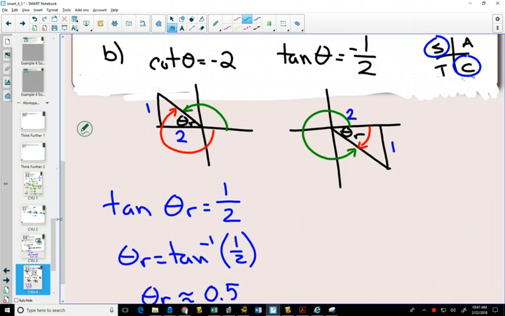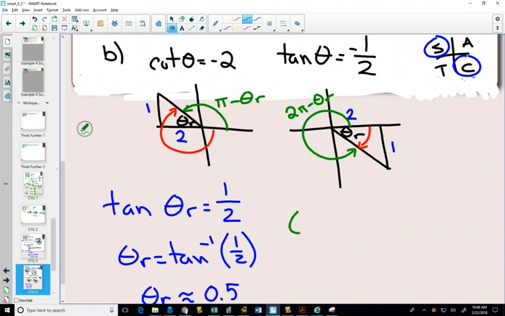So thinking about each of these arrows and what the angle would be, I'd find my first positive one by going, in degrees, 180 minus my reference angle. So now in radians, that green arrow would be pi minus my reference angle. For the second green one, in degrees I would do 360 minus my reference angle. So in radians, I would do 2 pi minus my reference angle.